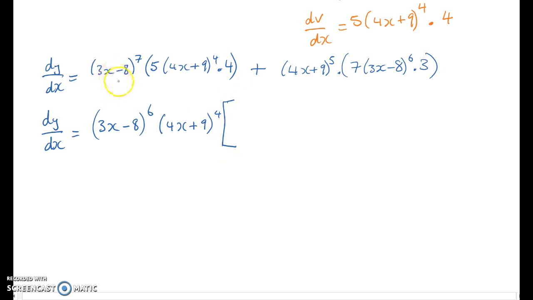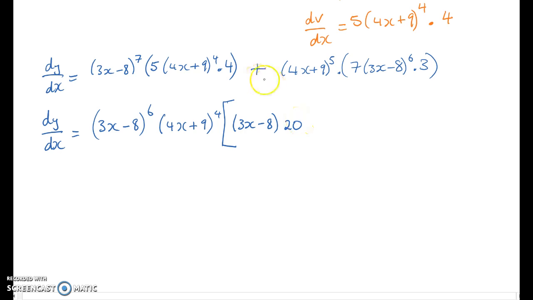In this, we had (3x minus 8) to the power of 7, and we pulled out (3x minus 8) to the power of 6. So that means we still need one more. So for the first term, we still need one more of these. We then had 5 times 4 times (4x plus 9) to the power of 4. We pulled out the (4x plus 9) to the power of 4, so we pulled out all of that, and we have 5 times 4, which we can make now 20.